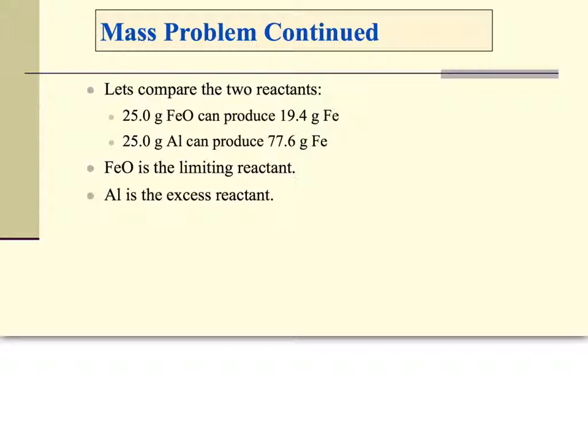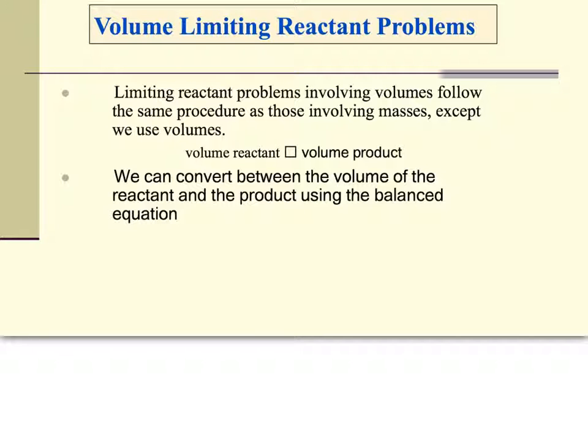Let's look at our results. If we had 25 grams of iron oxide, it can produce 19.4 grams of iron. 25 grams of aluminum can produce 77.6 grams of iron. As we look at these numbers, we can see that iron oxide is the limiting, and we would have excess aluminum present. We can also look at limiting problems with regards to volume. In other words, where liters are a factor as opposed to grams.